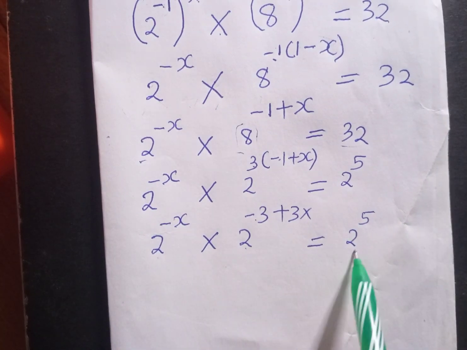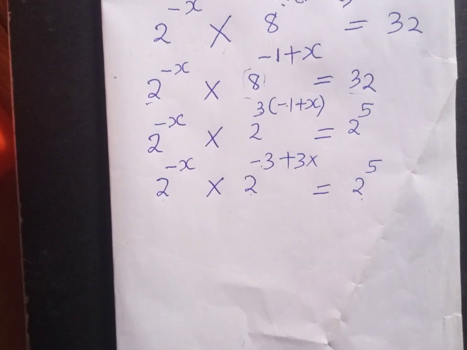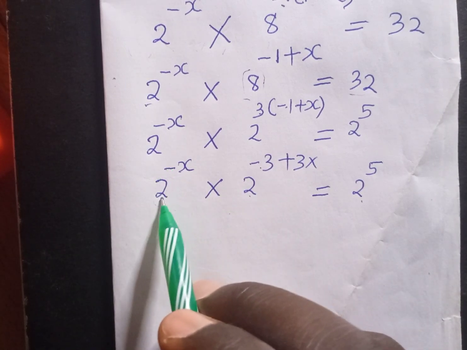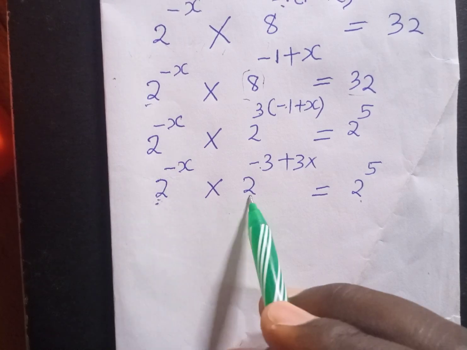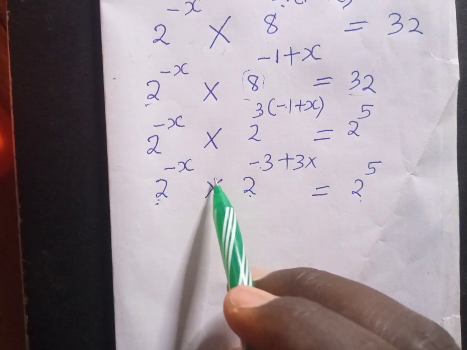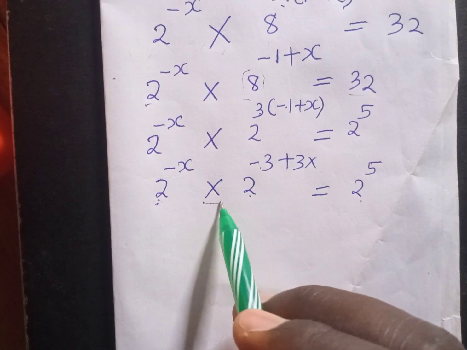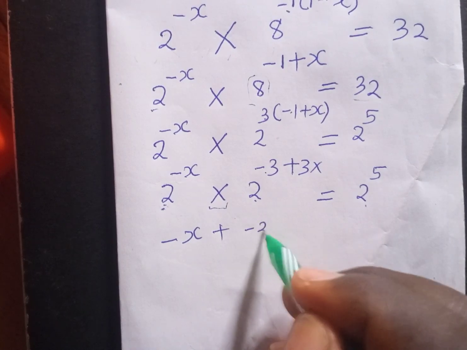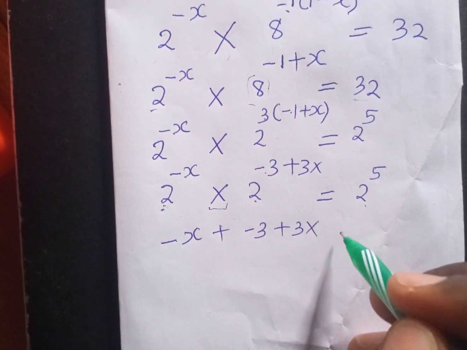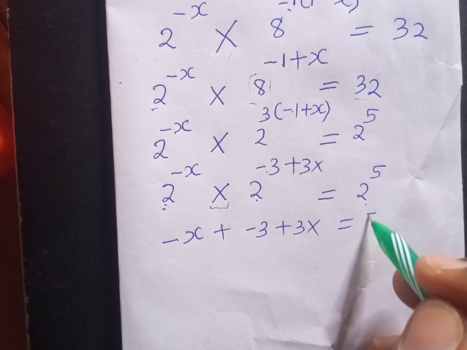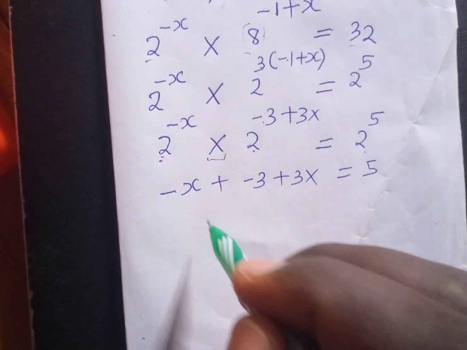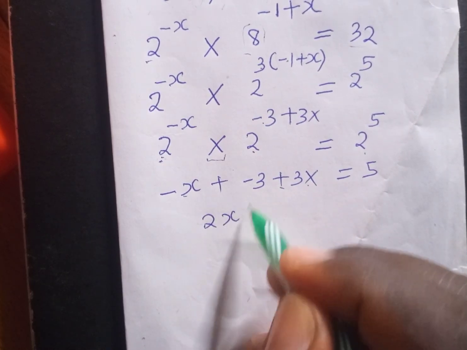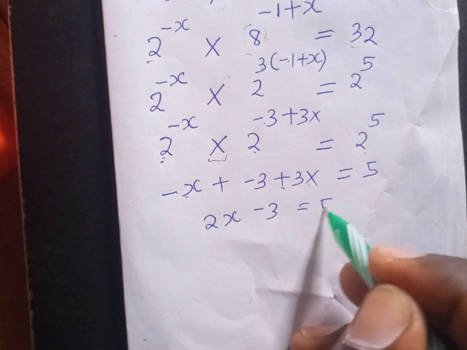Now, since all the bases are the same, on our left-hand side, this and this are the same, so we combine the powers by adding them, because there is a multiplication sign in between. Therefore, we have negative x plus negative 3 plus 3x equals to this power, which is 5. Therefore, negative x plus 3x is 2x, then we have minus 3 equals to 5.